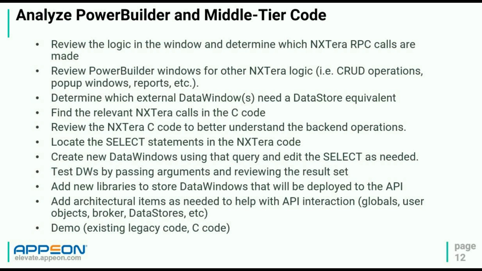Usually there was one main external data window, and so we would look at that, get a sense of what columns were there, what data types and so forth, and then build an equivalent for that. Then we would do a little hunting.